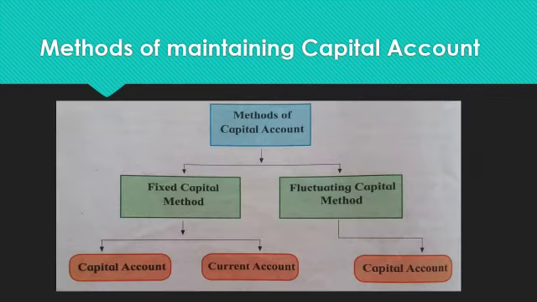You can see here there are two methods of maintaining capital account: the fixed capital method and the fluctuating capital method. The Indian Partnership Act 1932 is silent on the point of adoption of a specific method. The partners may themselves decide which method to adopt. If the partnership deed is silent on this point, then the partnership firm has to adopt the fluctuating capital method.